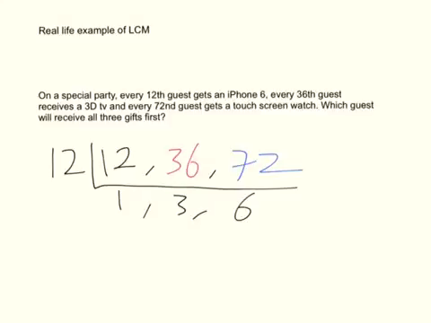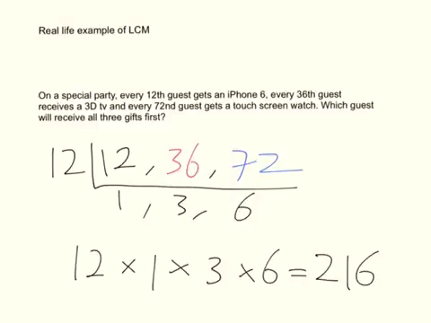I explained that for LCM, we multiply all these numbers here. So, let's multiply. 12 times 1 times 3 times 6, which is 216. So the 216th guest receives all the gifts: iPhone 6, 3D TV, and the touchscreen watch.